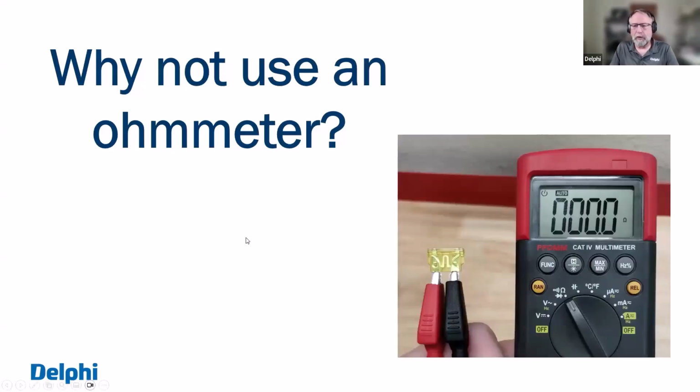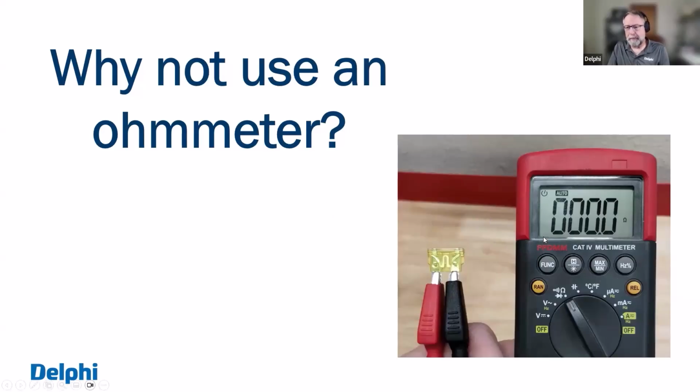Consider taking your ohm meter and measuring the resistance of a fuse, and what the ohm meter is going to tell you. So in this case, we took an ohms measurement, as you can see on the meter face, of that fuse, and it's telling us 0.0 ohms. Some would interpret that to mean that the fuse has no resistance. Is that the case? The answer is no. The fuse does have resistance.